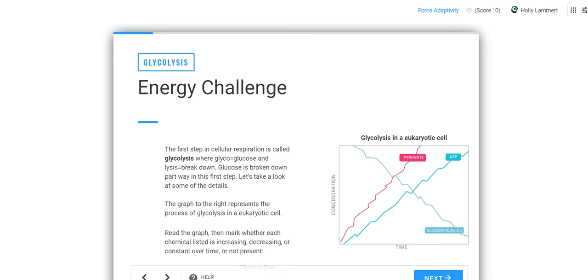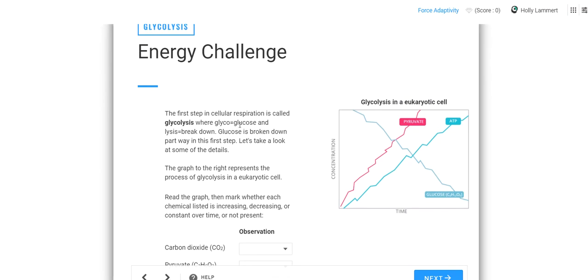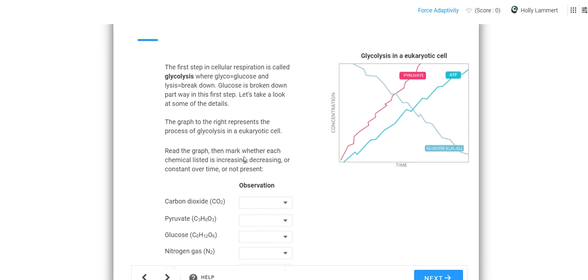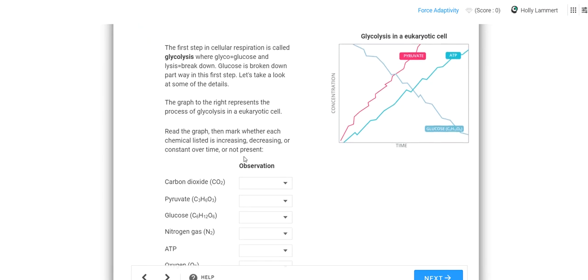Okay, so we're going to break it down now into different steps. The first step in cellular respiration is called glycolysis, where glyco equals glucose and lysis means to break down. Glucose is broken down part way in this first step. Let's take a look at some of the details. The graph to the right represents the process of glycolysis in a eukaryotic cell. Read the graph, then mark whether each chemical listed is increasing, decreasing, constant, or not present.